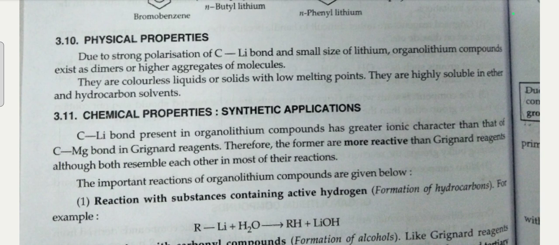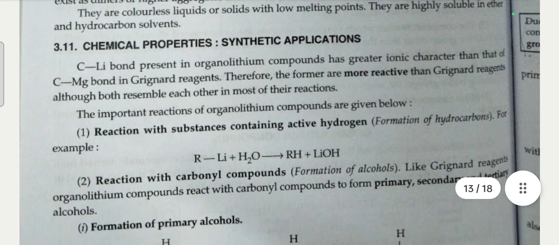First, reaction with substances containing active hydrogen gives rise to the formation of hydrocarbons. Second, reaction with carbonyl compounds. It gives rise to the formation of alcohols. Like Grignard reagent, organolithium compounds react with carbonyl compounds to form primary, secondary and tertiary alcohols.